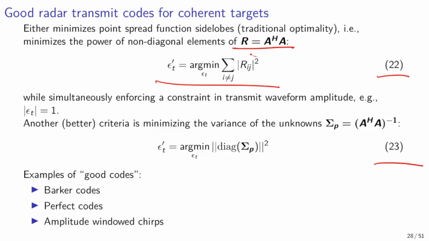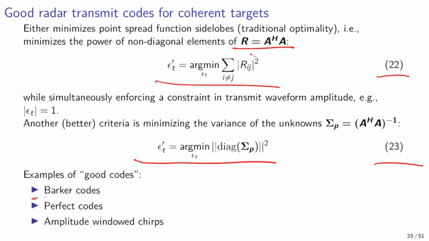The criterion shown in equation 23 states that the estimation error variance should be as small as possible. This criterion, in my opinion, is better. Examples of good radar transmit codes for coherent targets are Barker codes, perfect codes, and chirps.